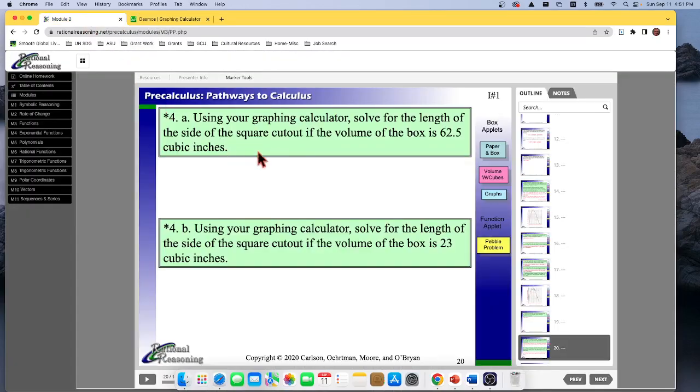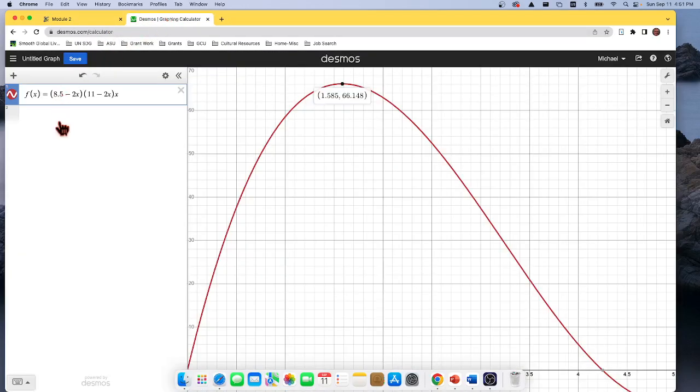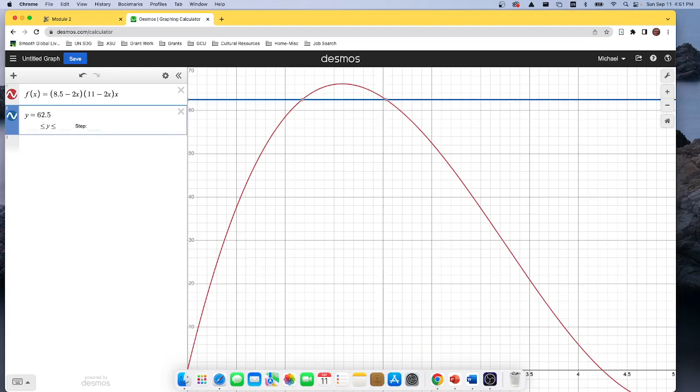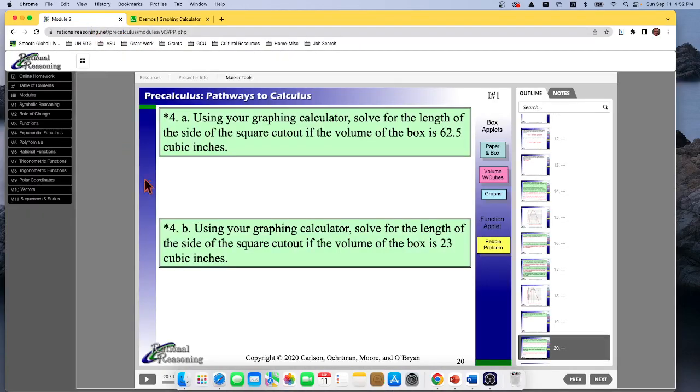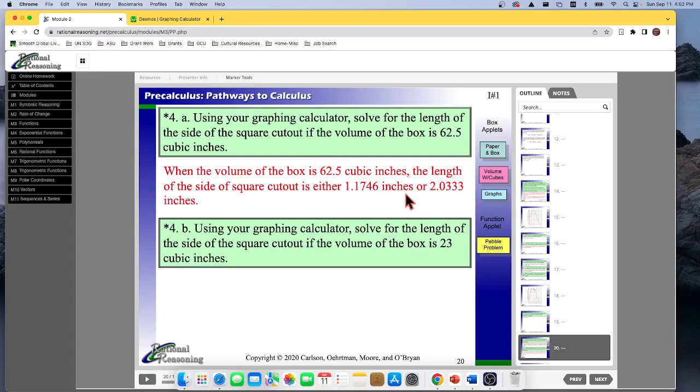To answer these other questions that they want, 62.5, what we do is we put in an equation for y equals 62.5. And then you see where it intersects. And again, there are videos that will show you how to do this with the TI-84 calculator, and if you send me questions, I can make a brief video on that. But I want to show you, you could use your Desmos as well. It's a quick, easy way to see that 1.175 and 2.033. So that's how they got these values here.